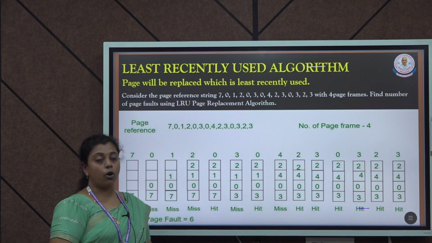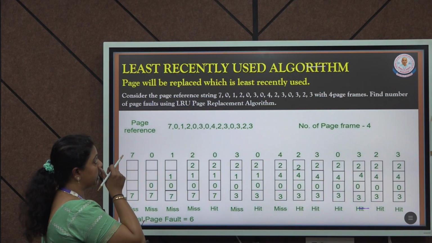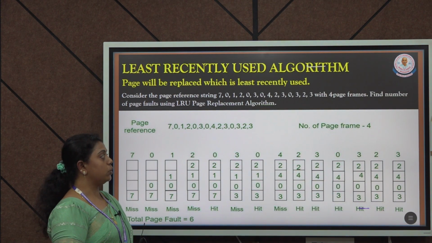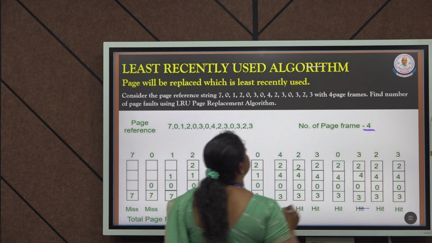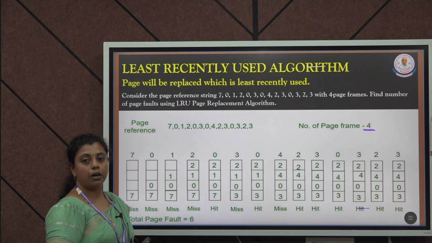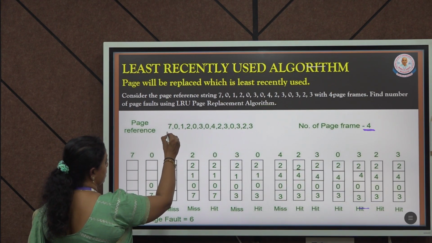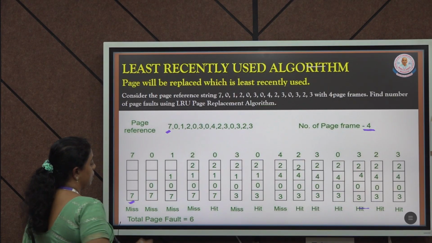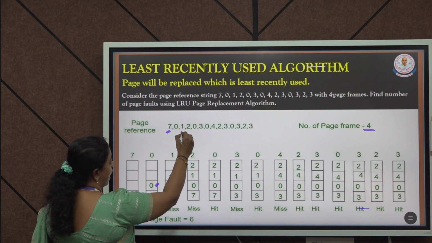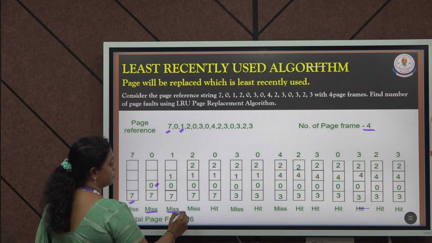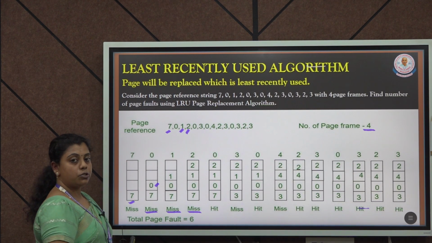So the third algorithm we are going to see is the least recently used algorithm. Here the pages that are least recently used will be replaced. See here, same example with the same number of page frames. Here I am going to replace the string which is least recently used. See here, 7 is not there, so it is considered a page fault, and 0 is not there, so it is a page miss, and 1 is not there, so it is a page fault, and 2 is also not in the memory, so it is also considered a page miss.